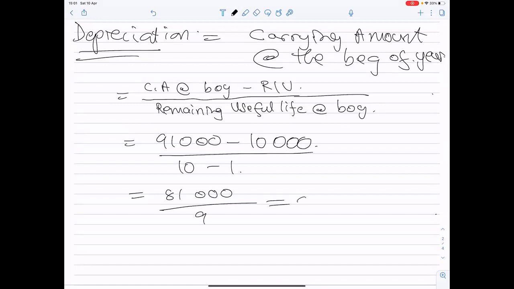9,000. You are going to get 9,000. So there are two ways to calculate your depreciation. You can use the cost, and if you are using the cost, you just know that you are going to be using the total useful life of the asset. But if you are using the carrying amount of the asset, you will be using the remaining useful life at the beginning. So everything should be the same. We use the carrying amount at the beginning. We have to divide by the remaining useful life also at the beginning. Do we understand that part?